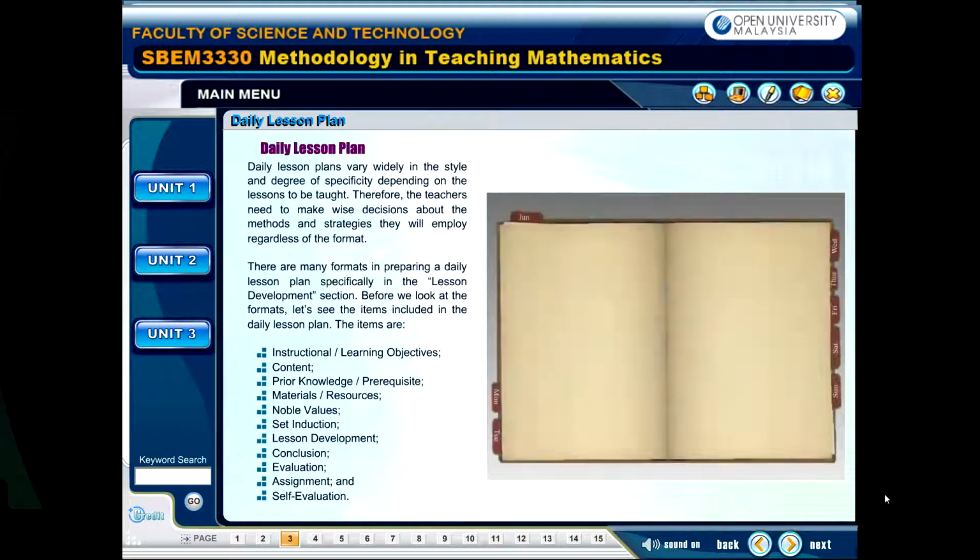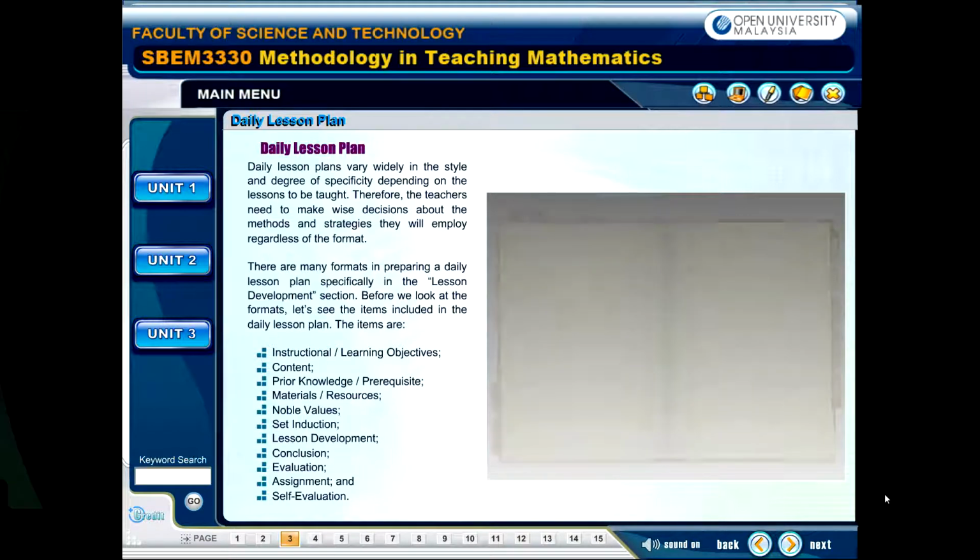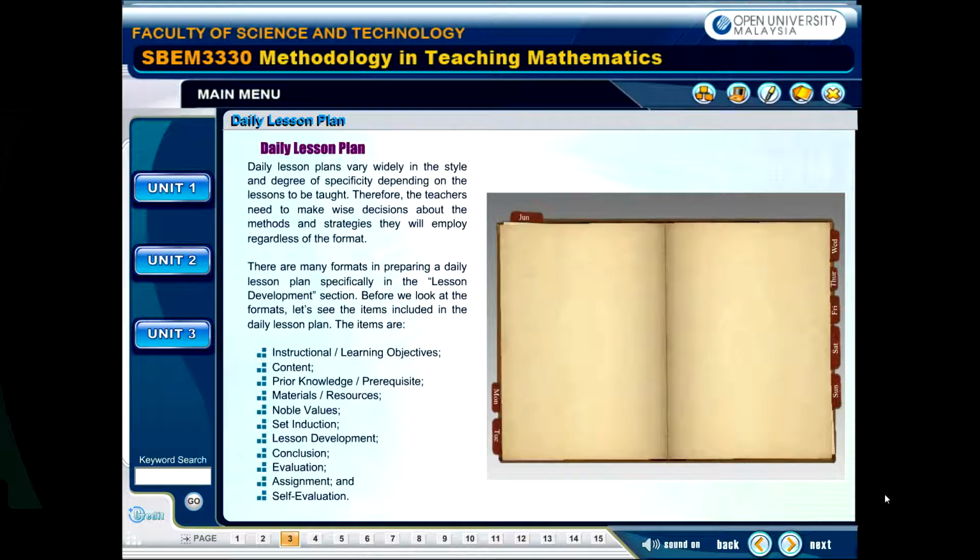The items are instructional learning objectives, content, prior knowledge prerequisite, materials, resources, noble values, set induction, lesson development, conclusion, evaluation, assignment, and self-evaluation.